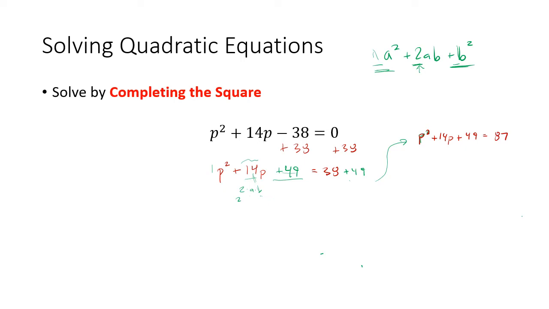Now, what was the whole point of this? Well, it was to make this a perfect square trinomial. So we can write that as p plus 7 quantity squared equals 87. And now you see where we're back at our square root property. If we square root both sides of this, we get the absolute value of p plus 7 is equal to plus or minus the square root of 87. So we'll get that p is equal to negative 7 plus or minus the square root of 87. Okay.